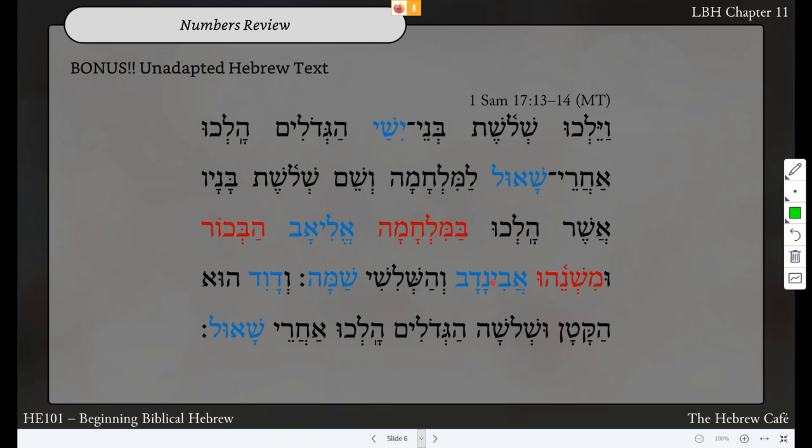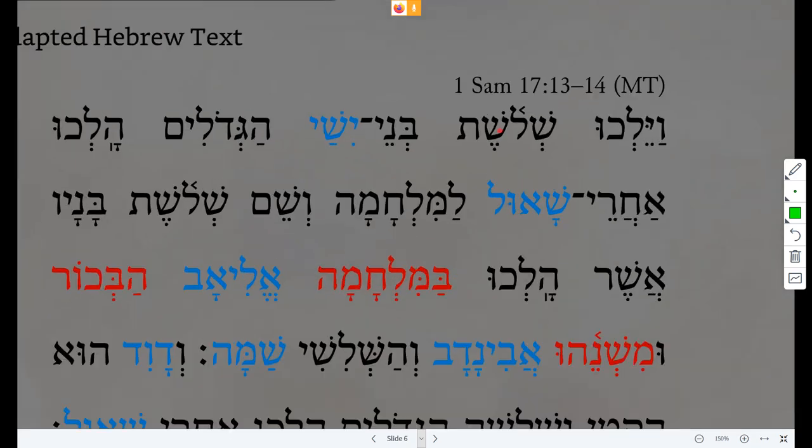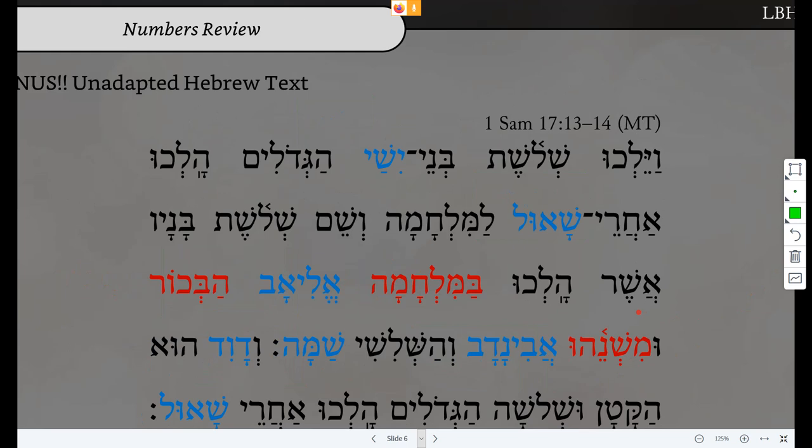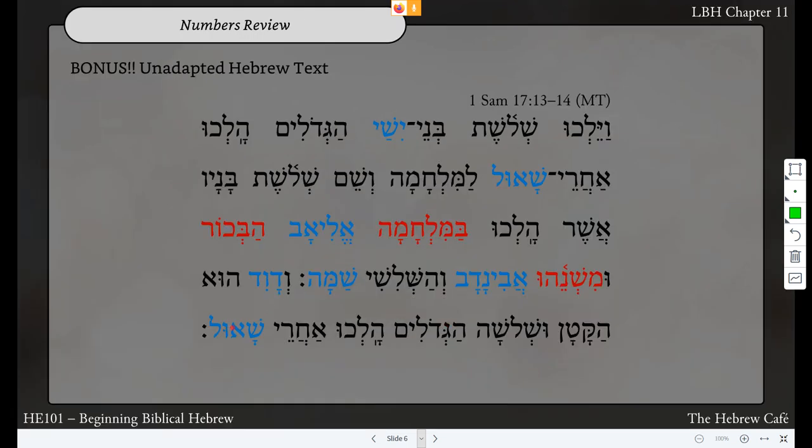The next slide is a bonus question. I don't know if anybody's interested in doing this. This is completely unadapted text from 1 Samuel. Essentially, all of the blue are names. This is Yishai, the father of King David. Shaul was the king before David. Eliav, Shama, and Avinadav are brothers of King David, the other sons of Jesse. And the red are words that you are unfamiliar with until now.